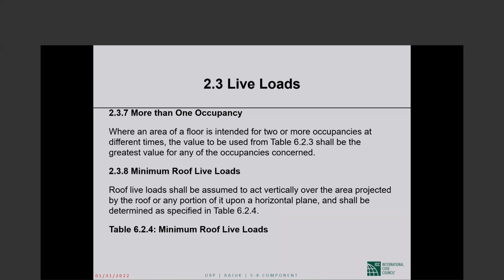So the table that gives you floor live loads that we have been talking about is table 6.2.3. That table has an entry for roof live loads. So roof live loads are in the same table as floor live loads, 6.2.3. But the entry for roof live loads in table 6.2.3 makes reference to another table, 6.2.4.